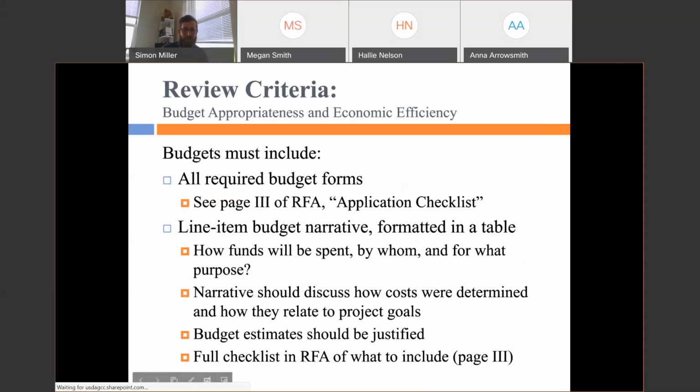So let's talk about budget appropriateness and economic efficiency. The second most heavily weighted item we'll be scoring your proposals on is your budget appropriateness and economic efficiency. Proposal submissions which omit the required budget forms, budget narratives, or line item descriptions will not receive the full point value for this criterion. Therefore, applicants should recognize that a well-written budget narrative which justifies the proposed project expenditures assists reviewers during the review process.